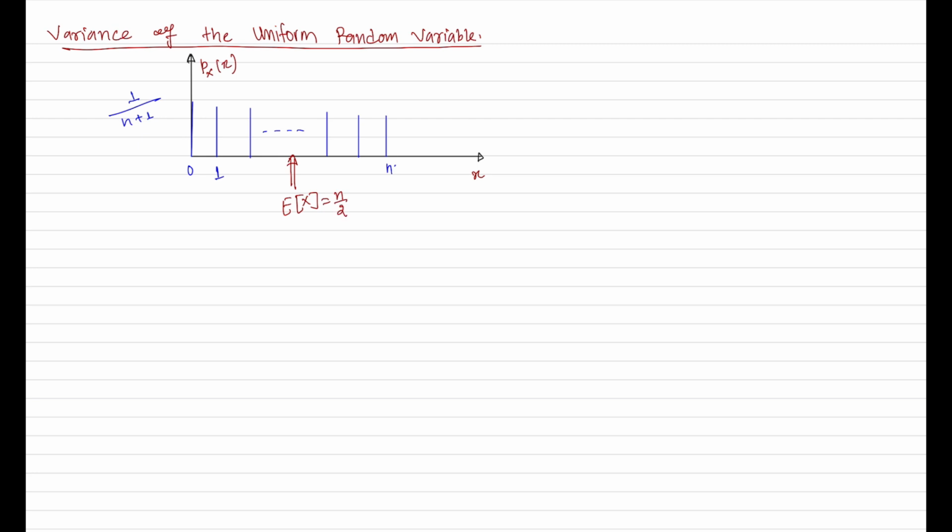We are interested in finding the variance of this random variable x, that is a uniform random variable. We can make use of the formula, so that is the expected value of x square minus the square of the expectation of this random variable x. How can we find the expected value of x square?